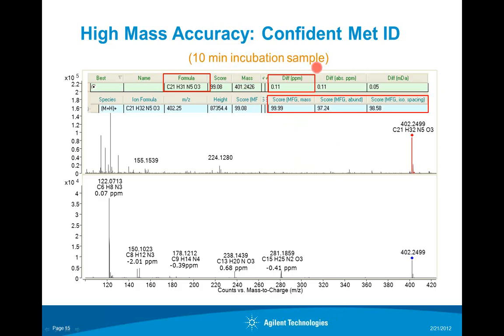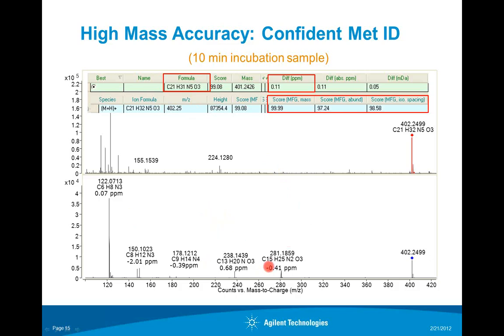What you see here is the results from a 10-minute incubation sample. The top panel is the MS spectrum for one of the monohydroxy metabolites. The bottom panel is the MS spectrum for that precursor. So we not only achieve the excellent mass accuracy for the precursor ion, in this case mass error is 0.11 ppm, and the molecular formula was generated based on the accurate mass.